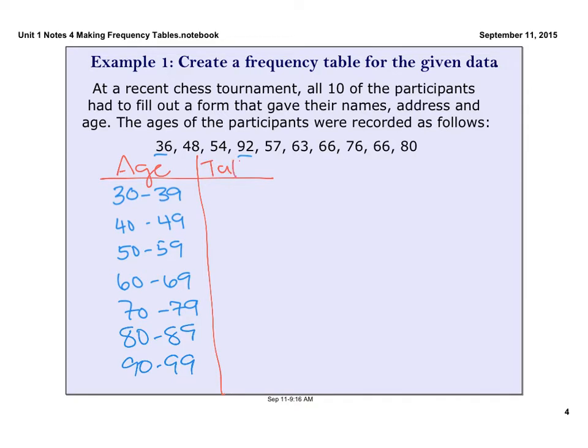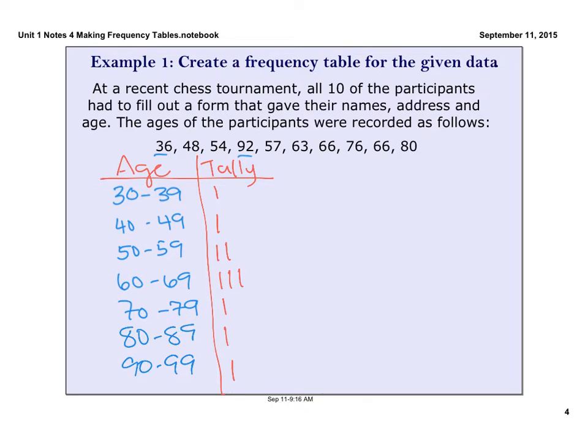My next column over, I might tally in there. Actually, let me undo that because I might need it longer than that. I'm going to go across my data set, and I'm going to tally where my data falls. So 36 falls in here, then 48 falls there, 54 falls there, 92 is down here, 57 is here, 63 is there, 66 is there, 76 is there, 66 is there, and 80 is there.